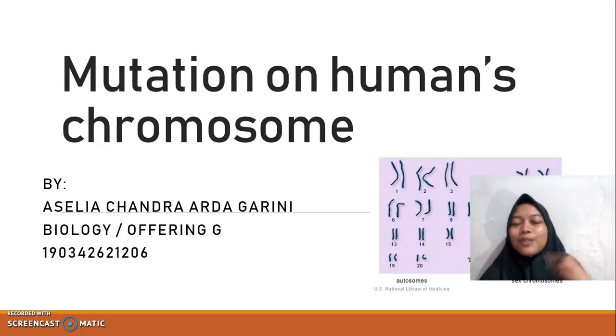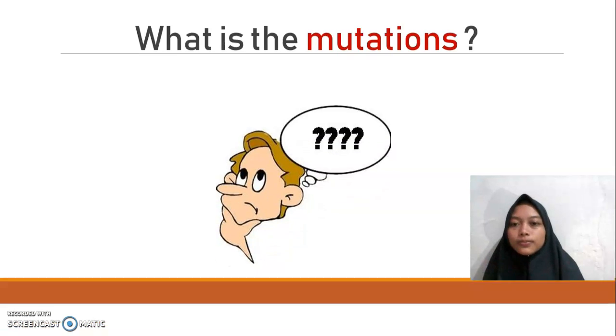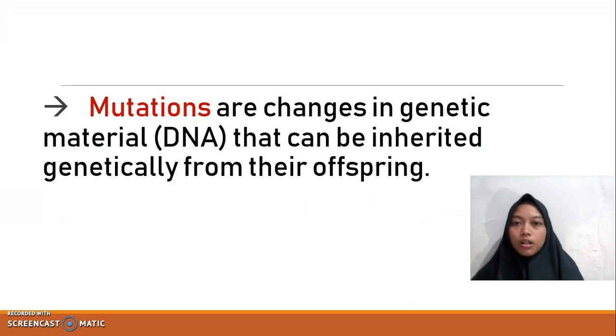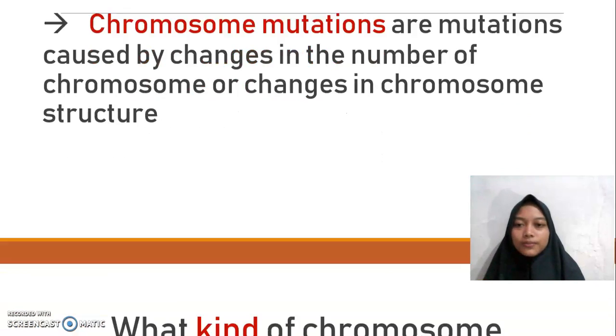Of course, I'm in biology and I will tell you about mutation on human's chromosome. What is the mutation? Mutation are change in the genetic material or DNA that can be inherited genetically from their offspring. Mutation can affect DNA and chromosome. Chromosome mutation are mutation caused by change in the number of chromosome or change in chromosome structure.